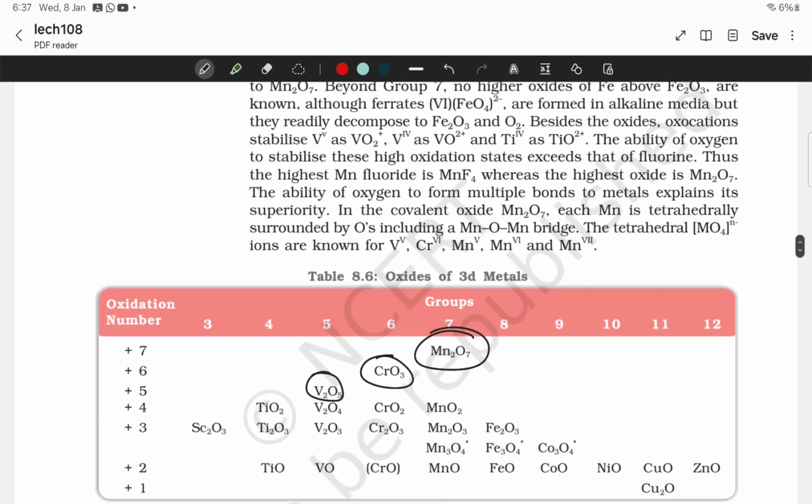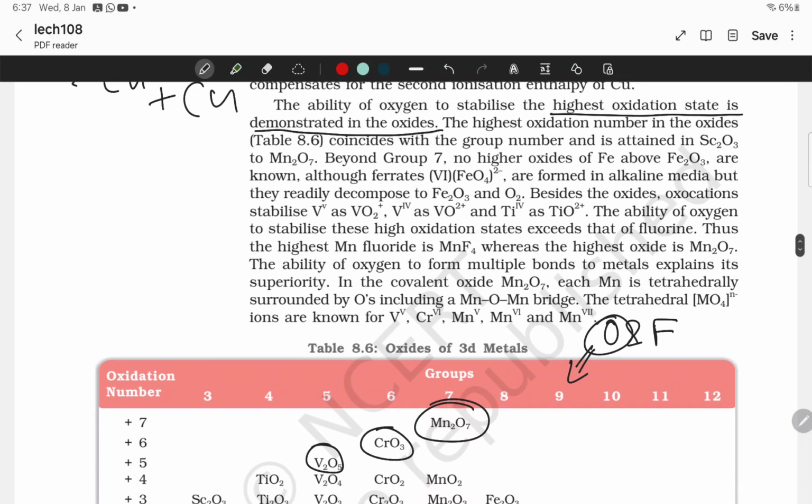The same thing is written here. Highest oxidation state: considering oxygen and fluorine, the ability of oxygen to stabilize higher oxidation states exceeds that of fluorine. The highest Mn fluoride is MnF4, whereas the highest manganese oxide is Mn2O7. That's the reason. One example.